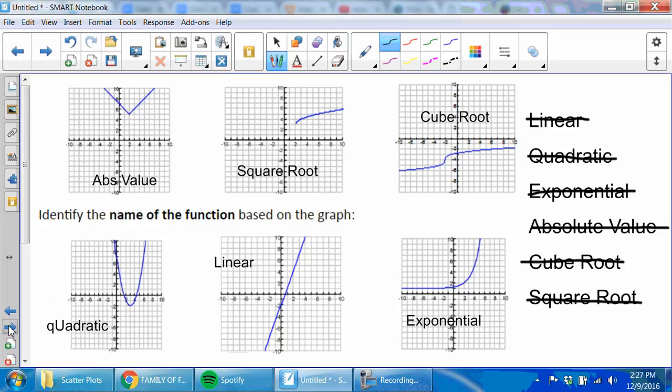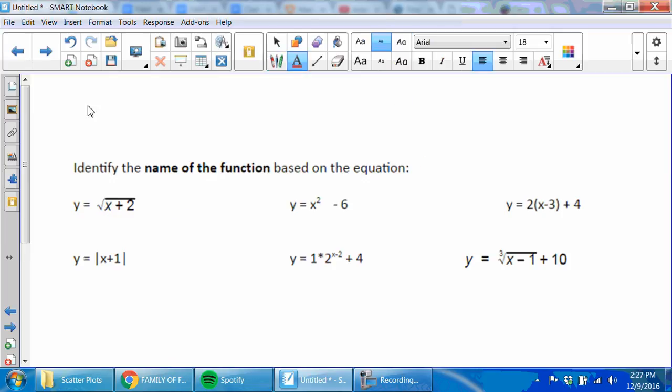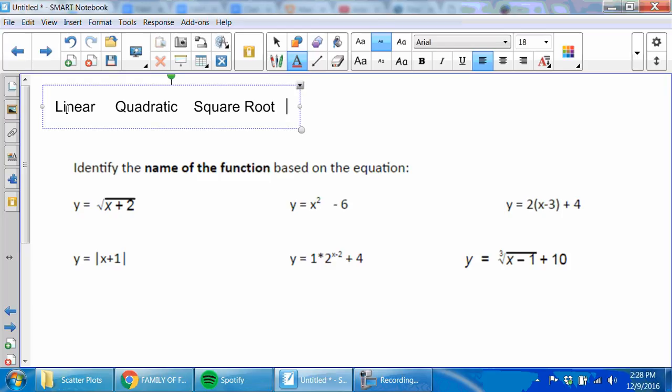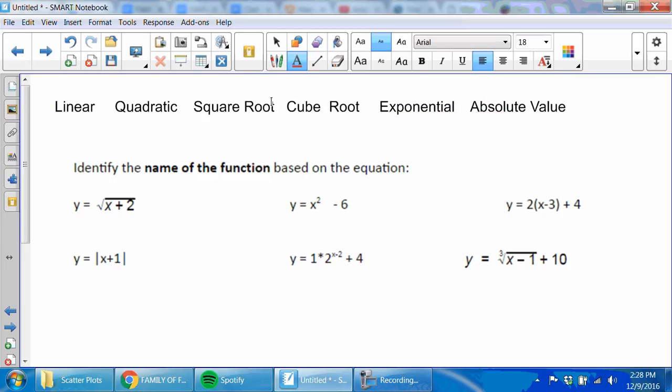Now let's look at equations. It says name the functions based on the equation. We've got 6 names: linear, quadratic, square root, cube root, exponential, absolute value. Those are our 6 choices. I'm going to match them to their functions here.